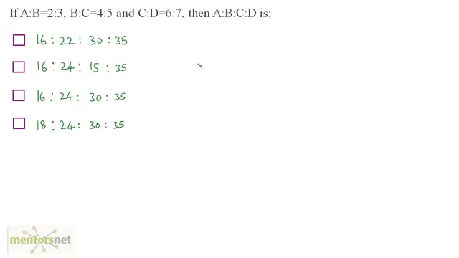If A is to B is 2 is to 3 and B is to C is 4 is to 5 and C is to D is 6 is to 7, then you have to find out A is to B is to C is to D.